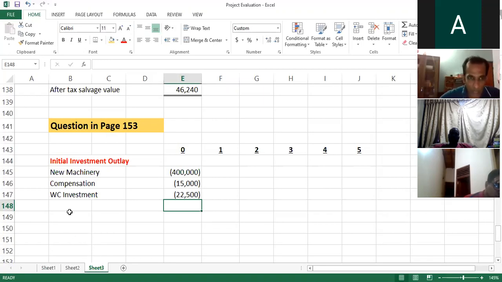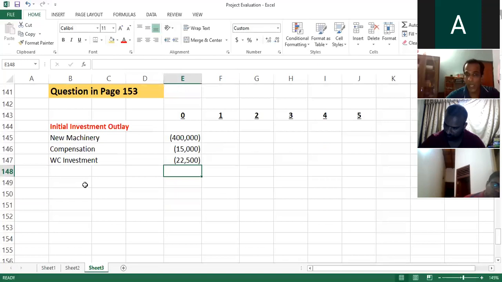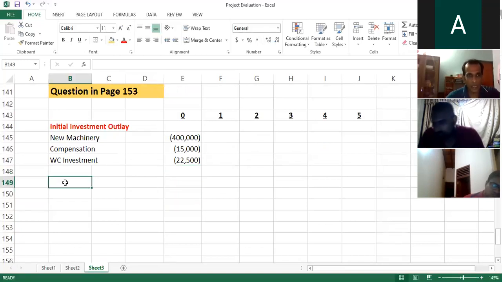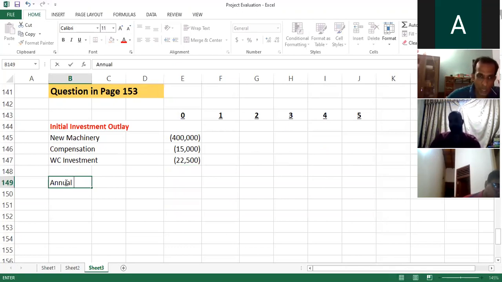So under the initial investment outlay, you can see it's not difficult at all. When you read the question properly, you can identify the relevant points. That's why I mentioned this method. It's a very good method, and you will not miss anything, so you can do the calculation perfectly correct. Then we can move to the second category, annual after tax operating cash flow.